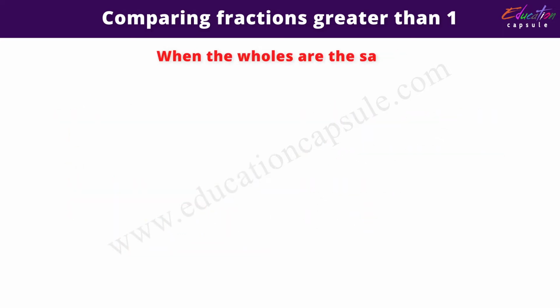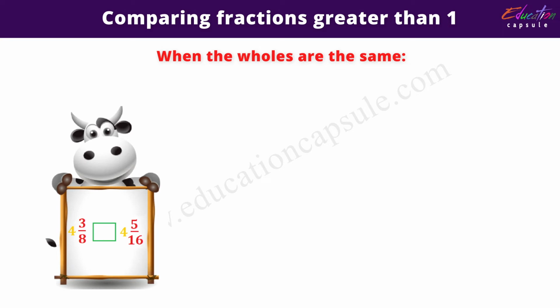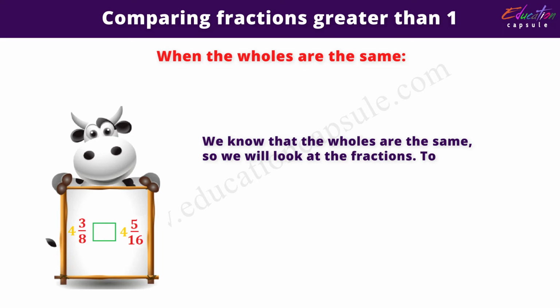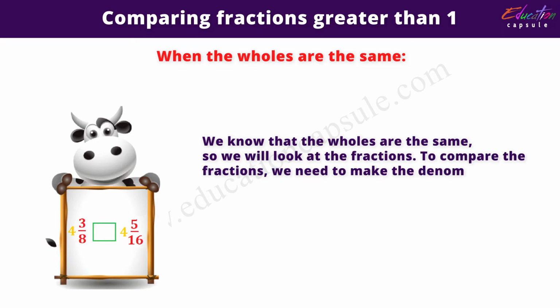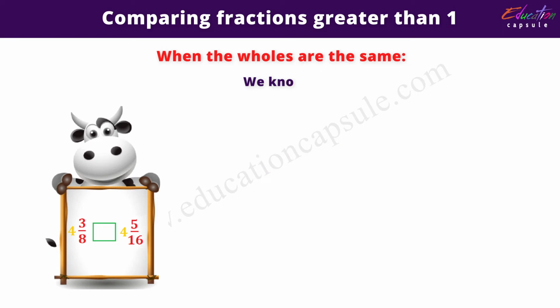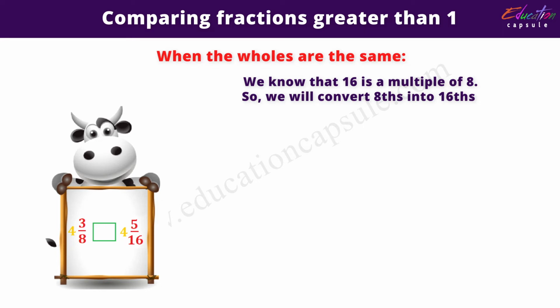When the wholes are the same, for example 4 wholes 3/8 and 4 wholes 5/16. We know that the wholes are the same, so we look at the fractions. To compare the fractions, we need to make the denominators the same. We know that 16 is a multiple of 8, so we'll convert 8ths into 16ths. So 3/8 can be written as 6/16. And we know that 6/16 is greater than 5/16, so we can say that 4 wholes and 3/8 is greater than 4 wholes and 5/16.